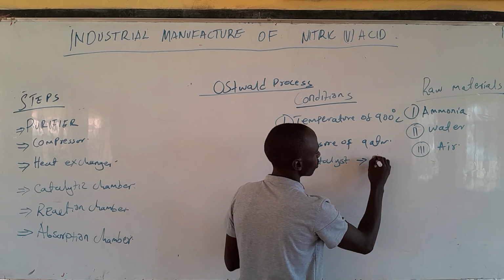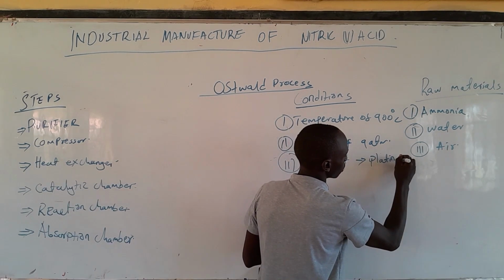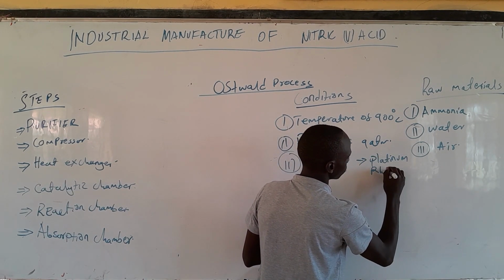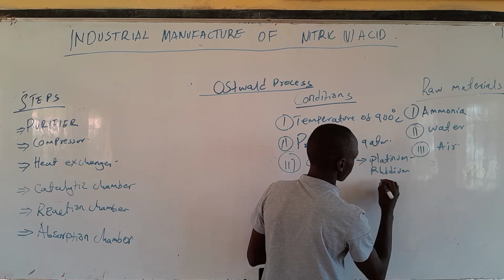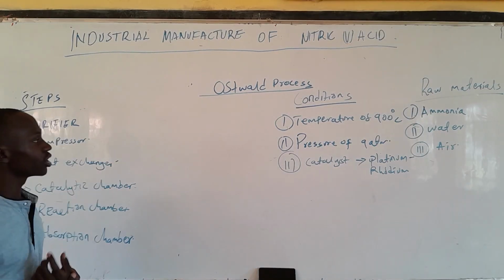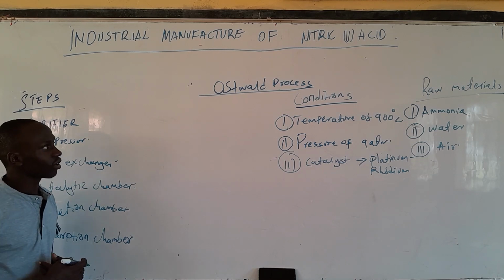For our case, we are going to use a platinum rhodium catalyst. After the conditions, we move to the steps of the Ostwald process.